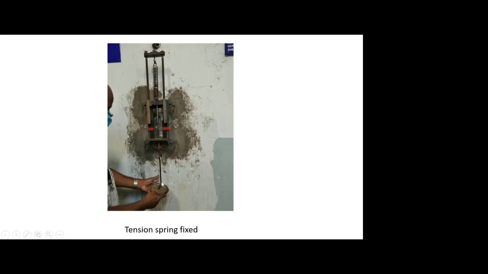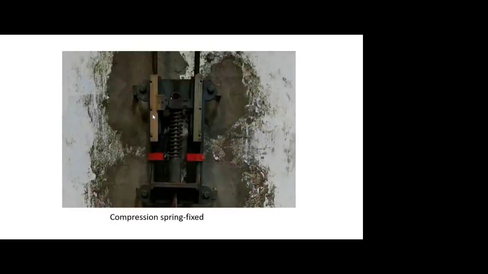Then add one more slotted weight, take the reading, and add another one, take the reading. Continue like that till all the slotted weights are used. The weight of each slotted weight can be measured using a balance, or otherwise it is already measured and written on the slotted weight itself, which you can directly use. Here the compression spring is fitted.